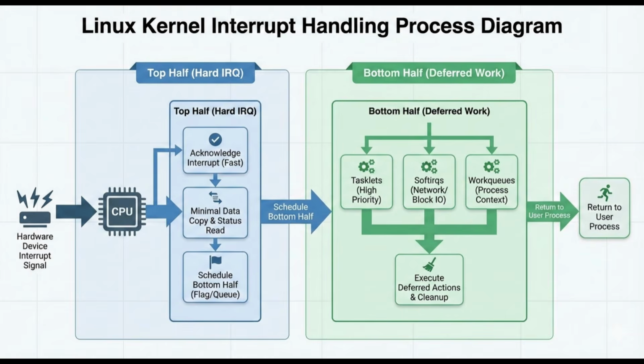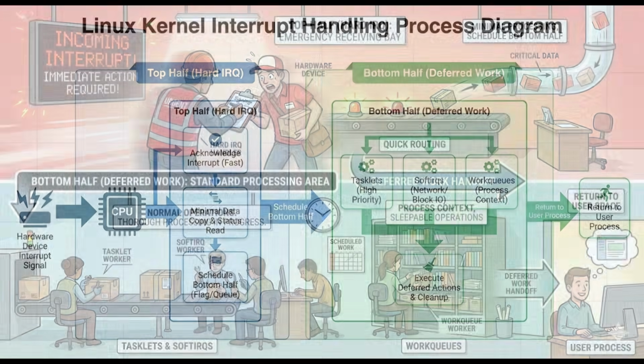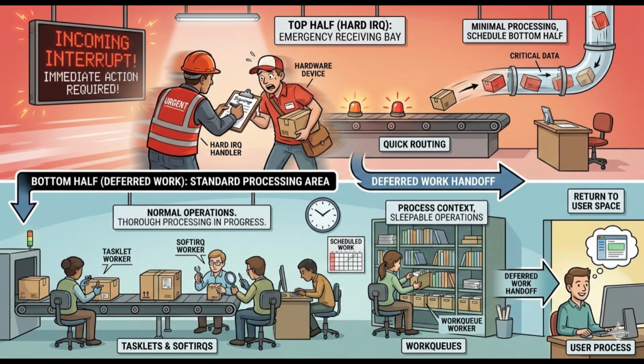The bottom half handles the rest of the processing that does not need to run immediately. This part runs later, outside the interrupt context, so it can safely perform longer operations without blocking the CPU. In simple terms, top half: handle the interrupt quickly. Bottom half: do the remaining work later. This split helps keep the system responsive and stable, even when interrupts occur frequently.